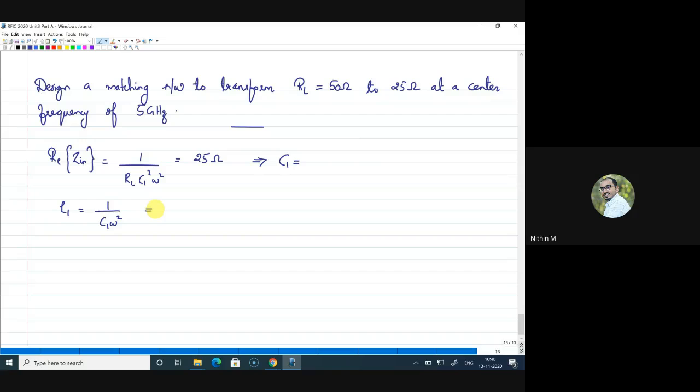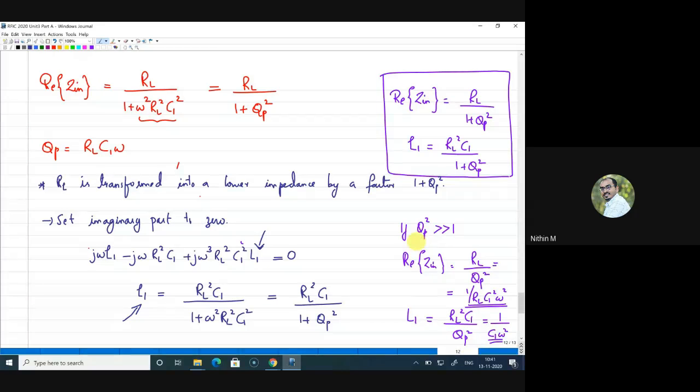If you go ahead with this assumption, or the equations I have taken now, you will get C1 close to 0.9. Yes, Anirudh, your answer is right. C1 will be 0.90 picofarad, and if I substitute that, I'll get the L1 value as 1.12 nanohenry.